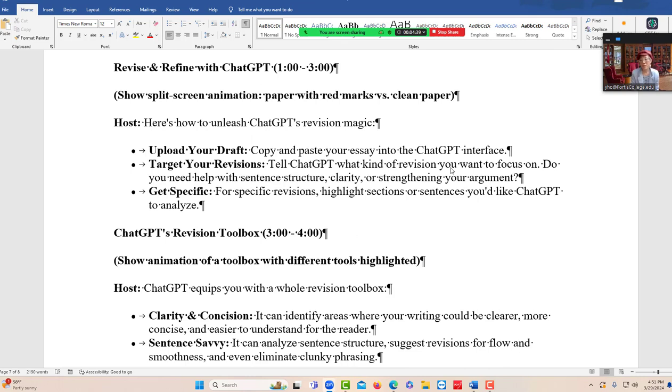Here's how to unleash ChatGPT's revision magic. Upload your draft. Copy and paste your essay into the ChatGPT interface. Target your revisions. Tell ChatGPT what kind of revision you want to focus on. Do you need help with sentence structure, clarity, or strengthening your argument? Get specific. For specific revisions, highlight sections or sentences you'd like ChatGPT to analyze.